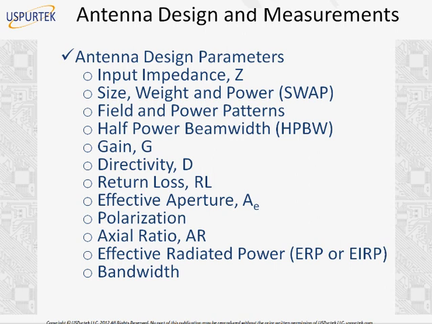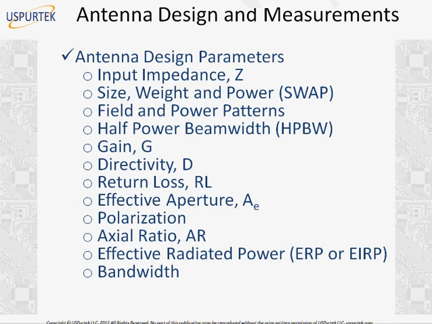Okay. So let's have a recap of the antenna design parameters that we covered in the previous webinar of part 1. All these parameters have to be considered whenever we design any antenna. So we have input impedance. We have to consider size, weight, and power of the antenna for a specific application. Then we have to consider the field and power patterns. What type of power patterns we want the antenna system to have. And then we want to know what is the half power beam width. What is the width of the beam that we want to generate with a transmitting or a receiving antenna. And what is the antenna gain we are targeting? What type of coverage we want to have with that antenna.